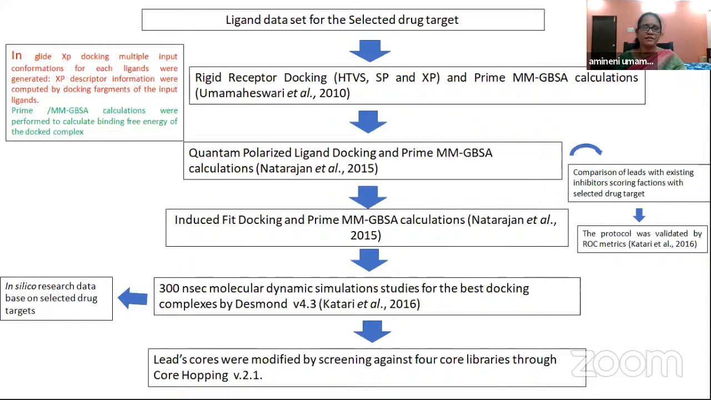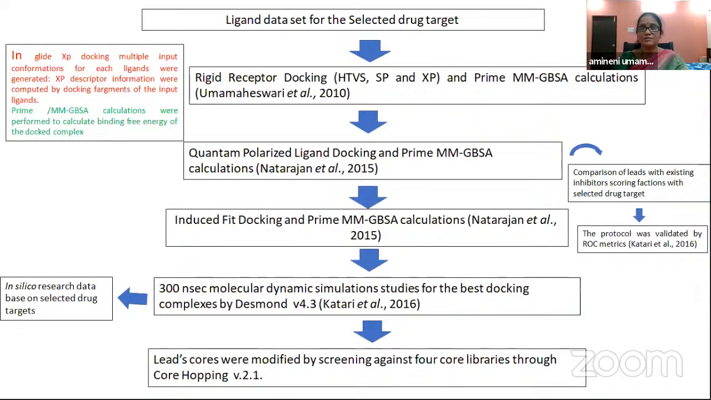Once we have these lead molecules, this lead molecule is a molecule which is present in the database. So to get a patent, we cannot go for that particular molecule. We need to develop a novel molecule. For that, we have to go for the core hopping methodology.